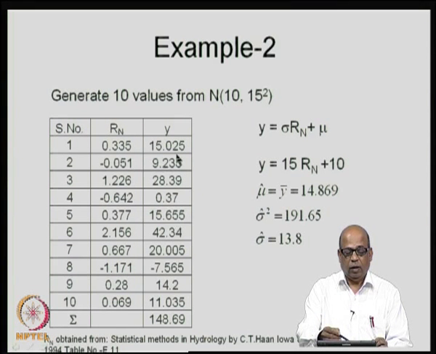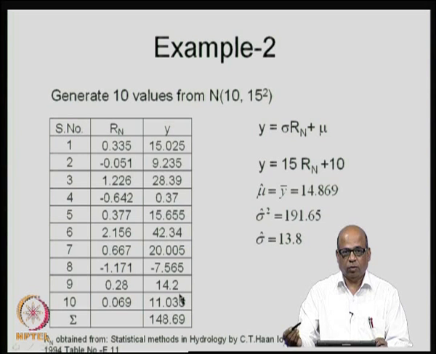Again, if you generate not 10 values, but 1000 values, 10,000 values, 20,000 values, etcetera, using this procedure, you will converge to a normal distribution, that is the generated values will approximate a normal distribution with a mean of 10 and variance of 15 square.